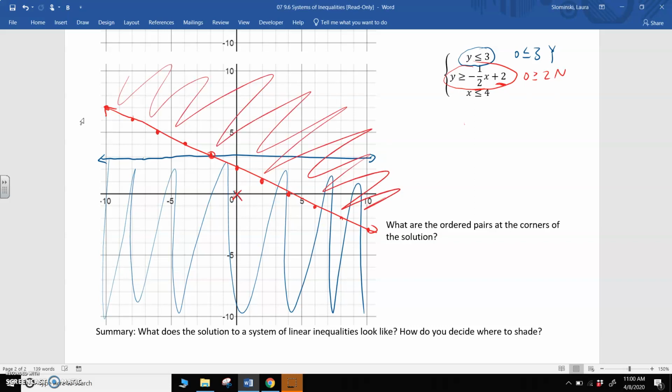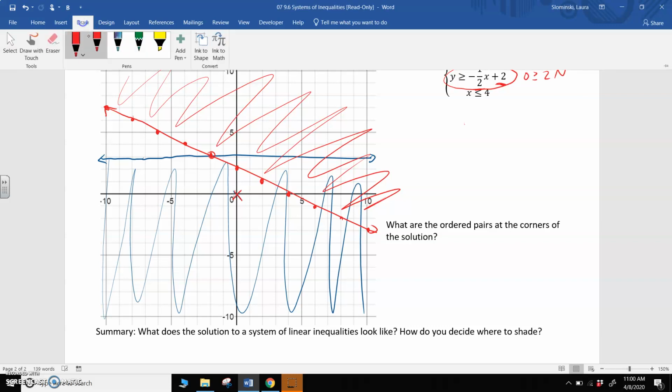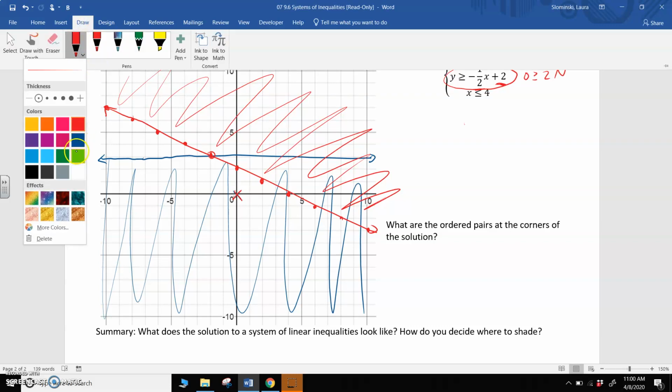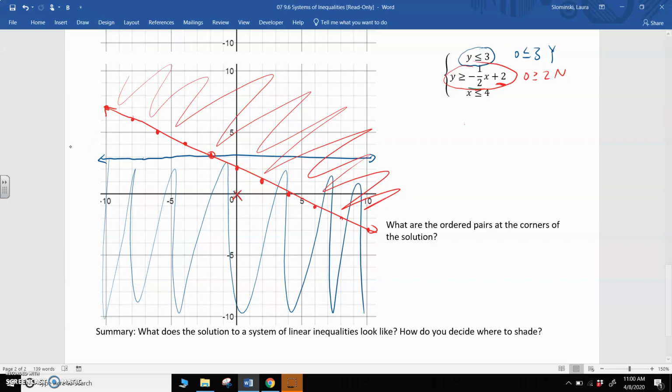Now the last piece that comes up in this is there's actually a third inequality. So I'll graph that one in green. And this one is x is less than or equal to 4. So x equals something is a vertical line. So I'm going to go to 4 on the x-axis and draw a vertical line through there. It's less than or equal to, so once again it's going to be a solid vertical line.